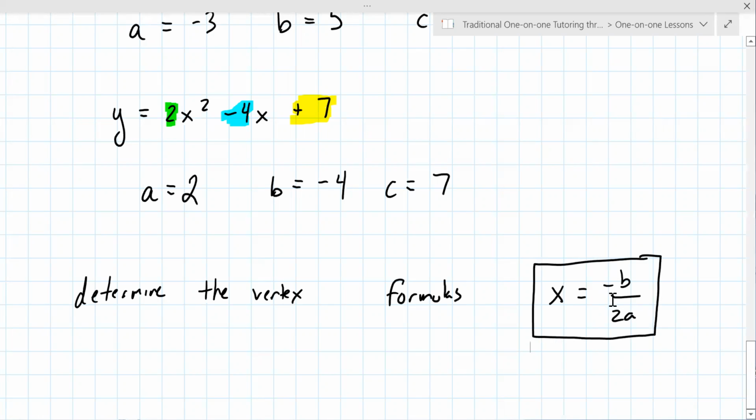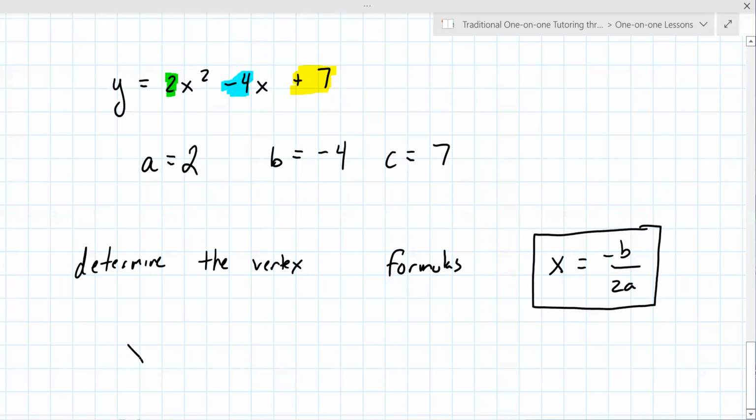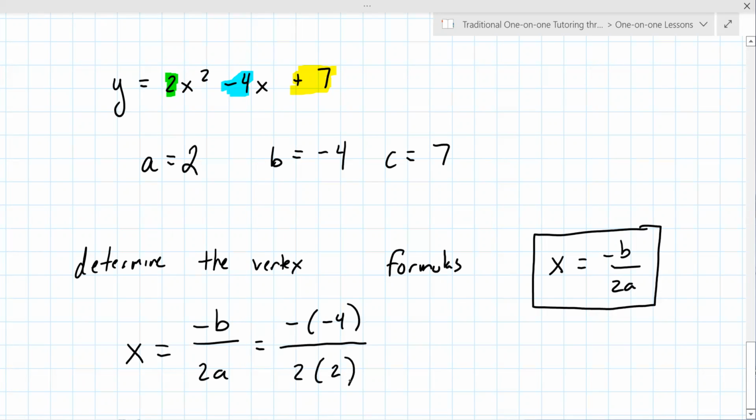Okay, so this formula says the x coordinate of the vertex is -b divided by 2 times a. So that's why we find the b value. The b value is here, the a value is here. If we use this formula, -b over 2a, b is -4, and I substitute in parentheses. Instead of just writing minus, you generally put it in parentheses. Over 2 times a, which is 2. All I did was substitute in the value of b and the value of a.